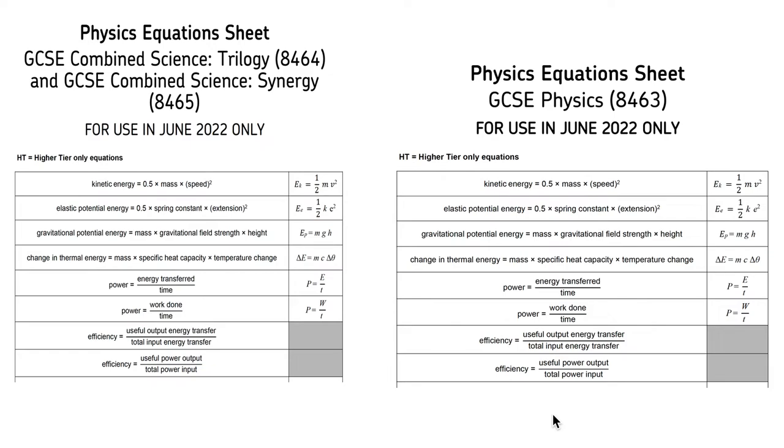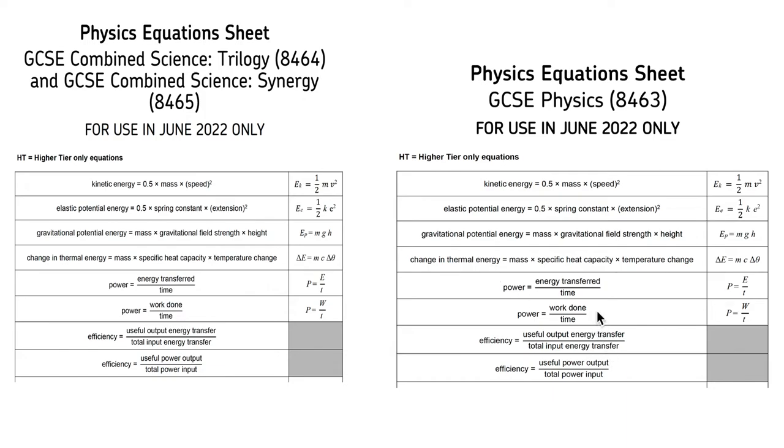So I could be given a kinetic energy, or calculate a kinetic energy using this top equation here, and then I could substitute that value in for either energy transferred or work done in one of these power equations. Or, if I'm driving a car, kinetic is my useful output, and that could go into an efficiency calculation. Same with gravitational potential and elastic potential energy. They can go into any of these equations at the bottom, and so can change in thermal energy.